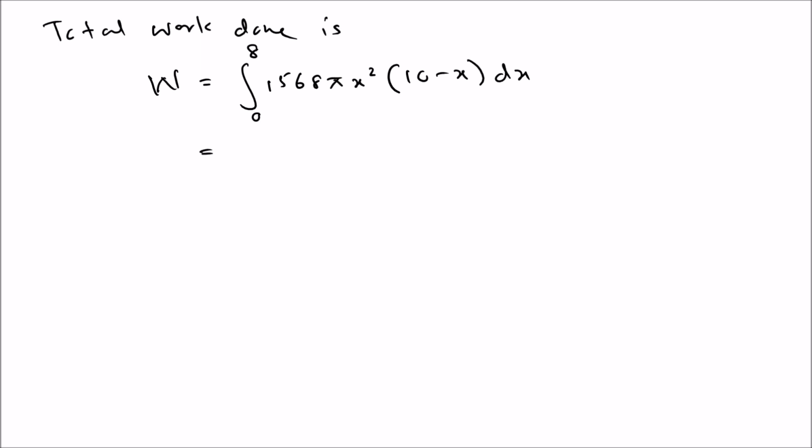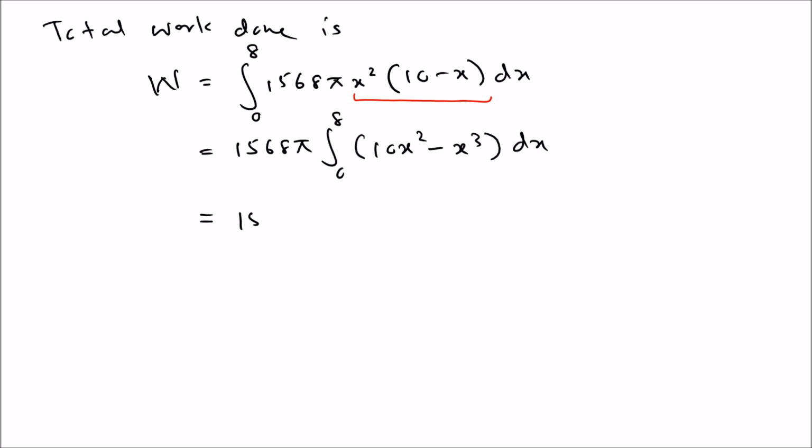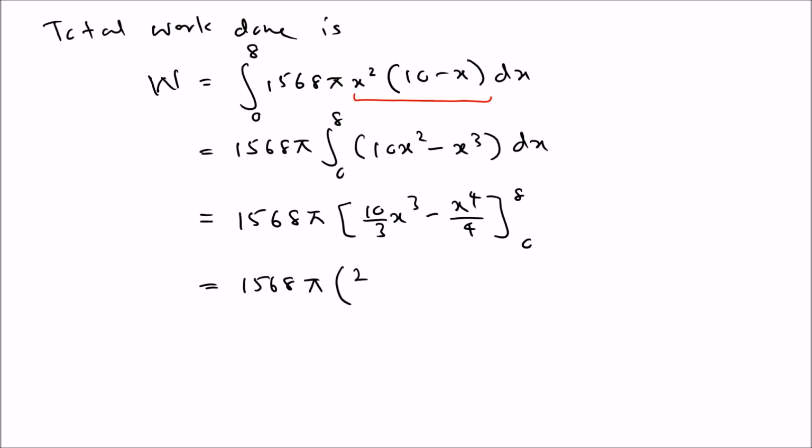So let's do that. To do that, you can distribute this part to get a function of one function, since there's no product rule. And then you can also pull out 1568 pi. So we have 0 to 8. And when you distribute, you get 10 x squared minus x cubed dx. This is a very simple integral. So 1568 pi, the integral is 10 over 3 x cubed minus x to the 4th over 4, and the limits are 8 and 0. If you plug in the values and simplify this part, you get 2048 over 3. So that's the exact value.